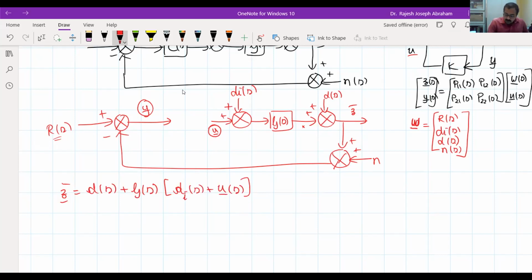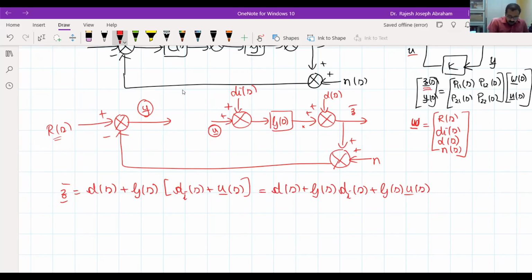U of S. Okay. So if you expand this, what do you get? D of S plus G of S di of S plus G of S U bar of S. Okay. So the Z expression we have written. Z is done. Now what next?